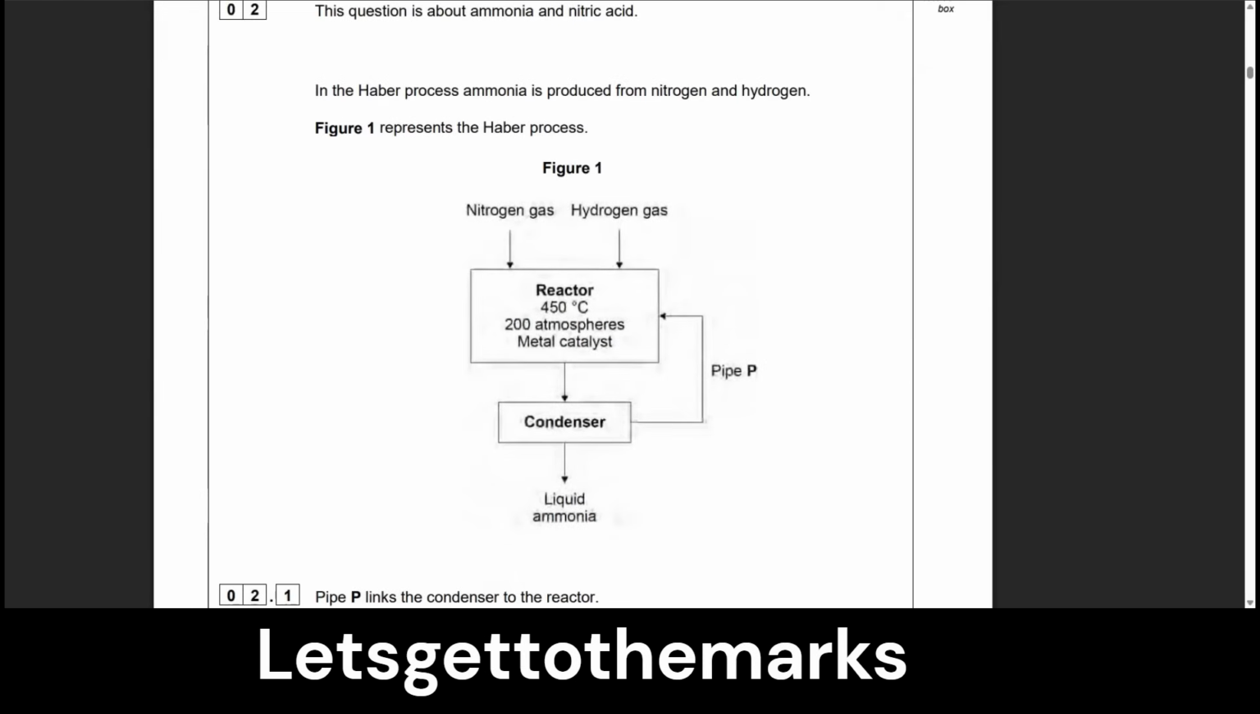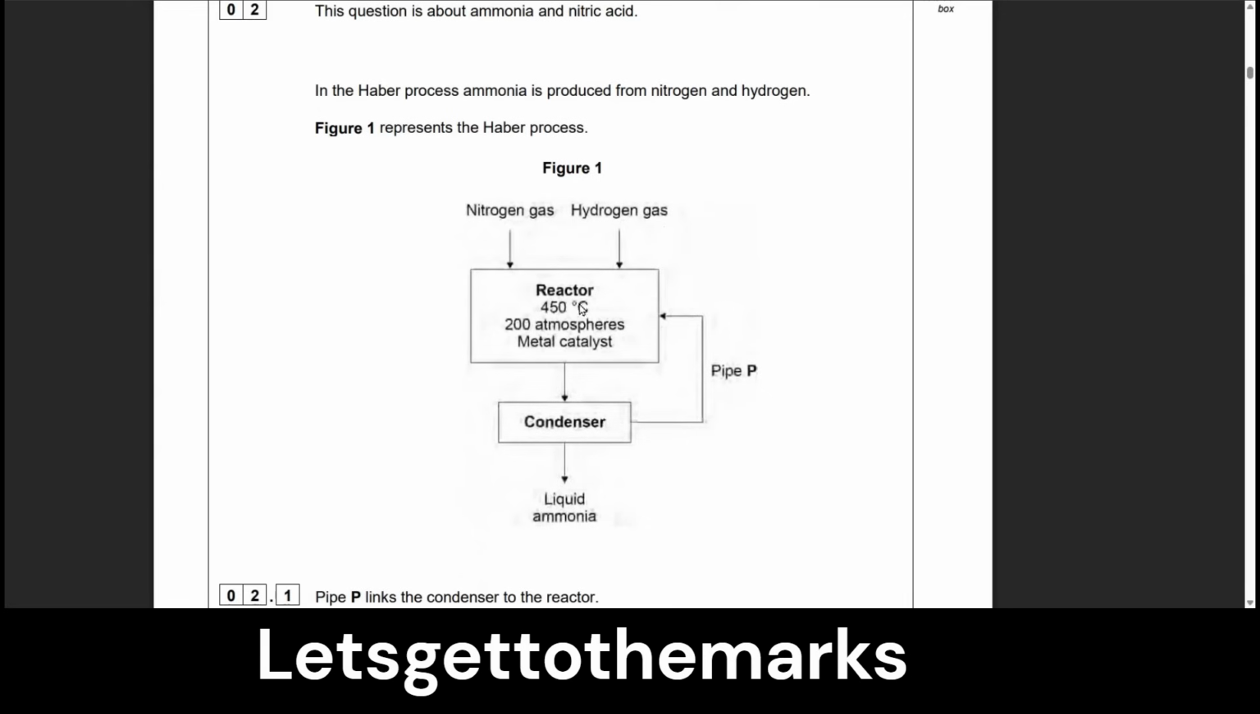Right, we're on question 2. This question is about ammonia and nitric acids. So in the Haber process, ammonia is produced from nitrogen and hydrogen. Figure 1 represents the Haber process. Figure 1, nitrogen gas, hydrogen gas. We've got a reactor at 450 degrees, 200 atmospheres, metal catalyst. Then we've got a condenser.